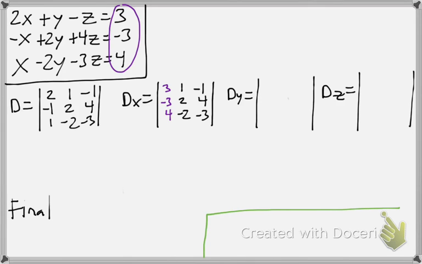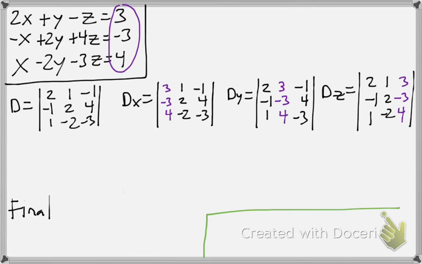For dy, it's the y column that I want to replace, and then for dz, it's the z column that I want to replace. And then the other columns in those matrices go back to the normal. So this would be like 2, -1, 1, -1, 4, -3. And then dz is going to be 2, -1, 1, 1, 2, -2.